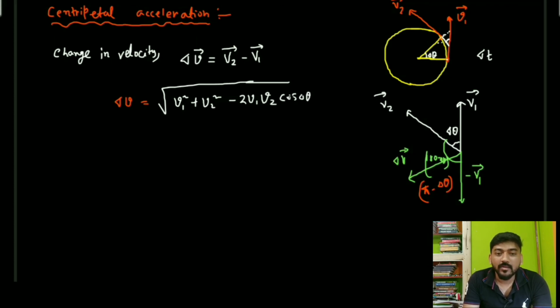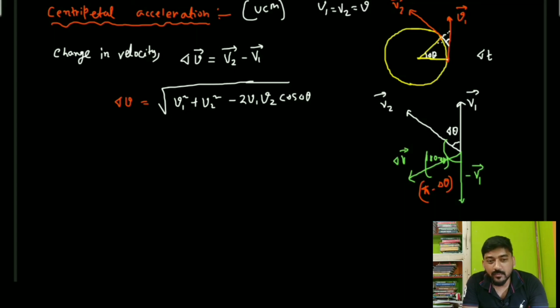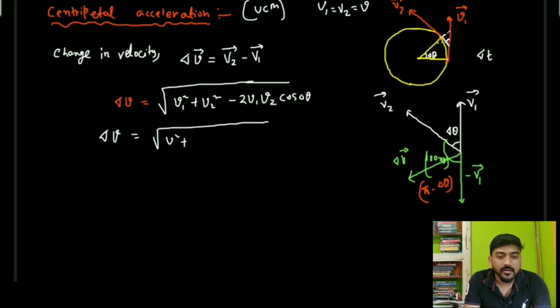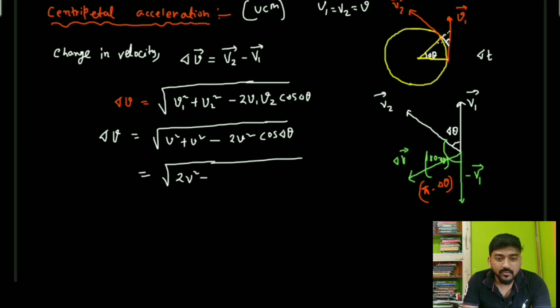Now let me apply the condition for uniform circular motion. For uniform circular motion, v1 will be equal to v2, so we can take v1 equal to v2 equal to v. You have to put v instead of v1 and v2. So the magnitude of the subtraction, delta v, will be root over v square plus v square minus 2v square cos delta theta. So it will be root over 2v square minus 2v square cos delta theta.